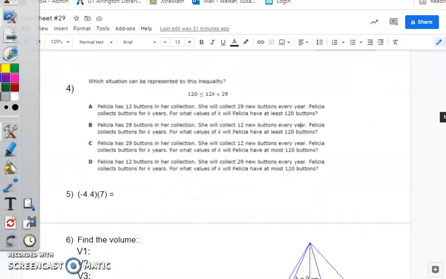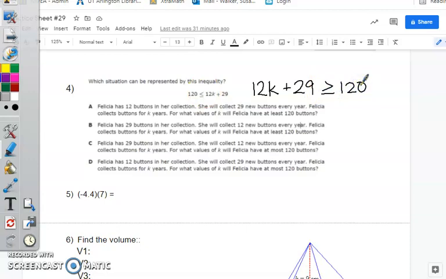On number 4, guys, this one right here, this one can be a little tricky, okay? Which situation can be represented by this inequality? So the first thing that I notice is that my variable is basically on the wrong side. I do not like it that way. My brain does not work that way. So I am going to flip it. I'm going to make sure it's pointing at the 120. So I have to flip my sign, okay?